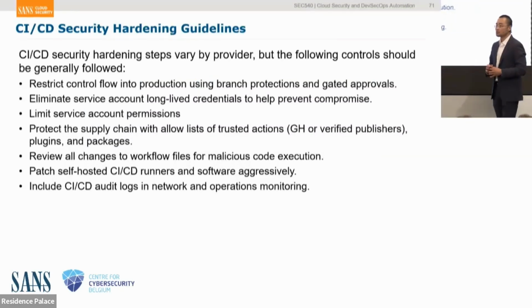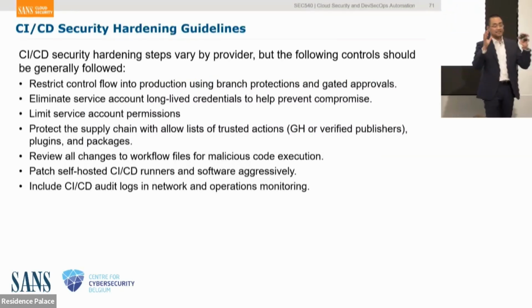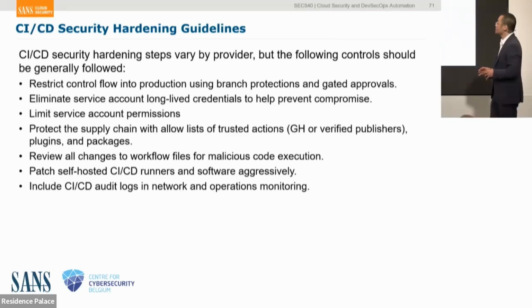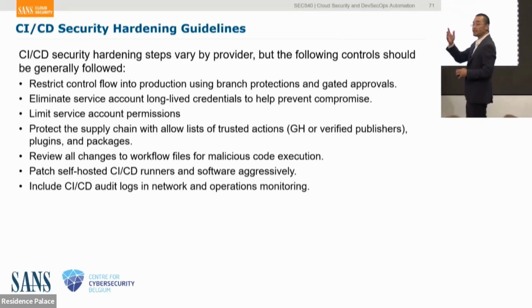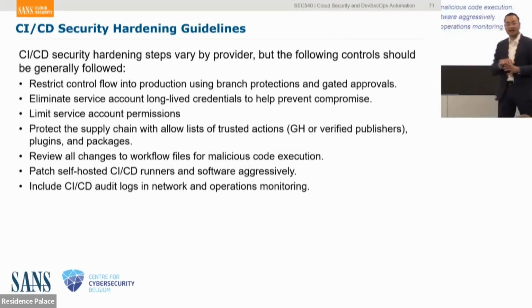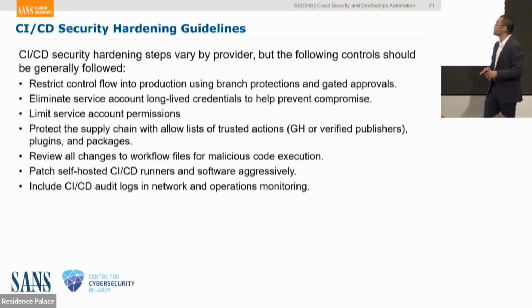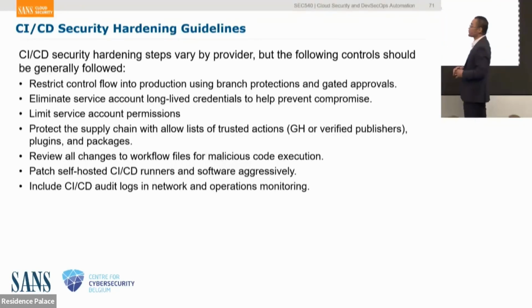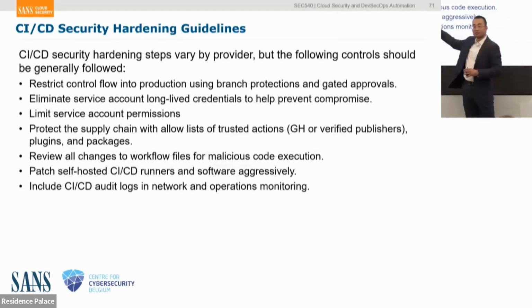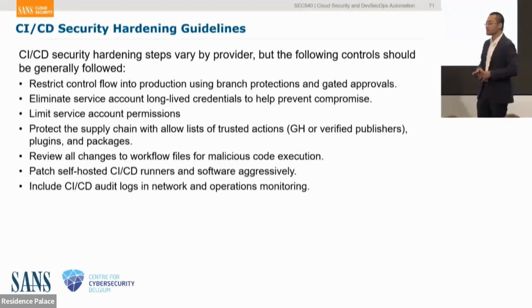Now, if we distill down some of those best practices, what are some things that you would want to do? Well, of course, you've got to restrict what actually gets put into production. This is why it's not just about the technology, it's about the process. Remember the difference between continuous delivery and continuous deployment, automatically pushing something to production, eliminating those long-lived credentials, protecting the supply chain. We'll mention some examples of this related to the software bill of materials a little bit later.